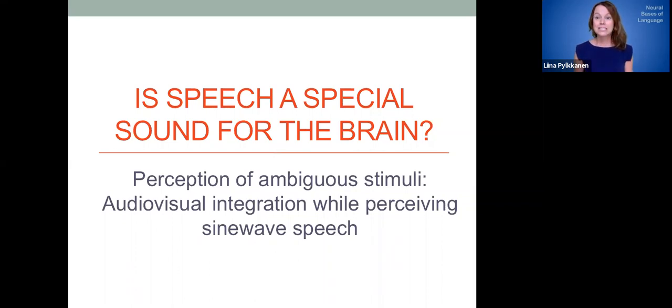So next we'll talk about studies that use ambiguous stimuli to address the question whether speech is a special type of sound for the brain. And I'm going to introduce you to two phenomena. So one of them is audiovisual integration, which is a really important part of speech perception. And the other one is sine wave speech.